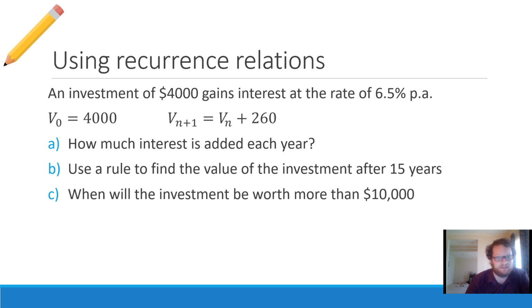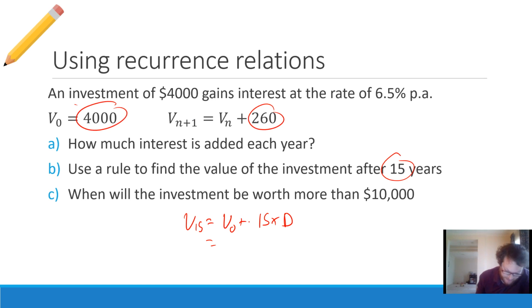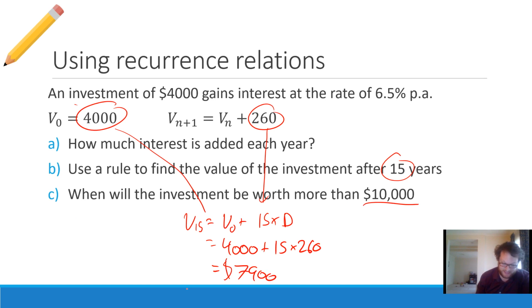And then you can use that formula to apply to something like this, because if you were to try and add 15 years, it would just take a long time. But because we have this now, we can just go v15 equals v0 plus 15 times d. In this case, d was 260 and v0 is 4,000. So bringing those in, we've got 4,000 plus 15 times 260. That's going to give us, give me a second, 4,000 plus 15 times 260 equals 7,900.